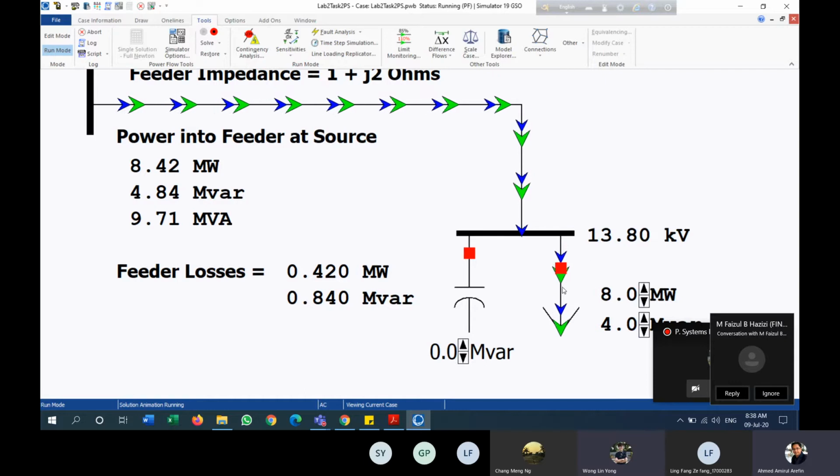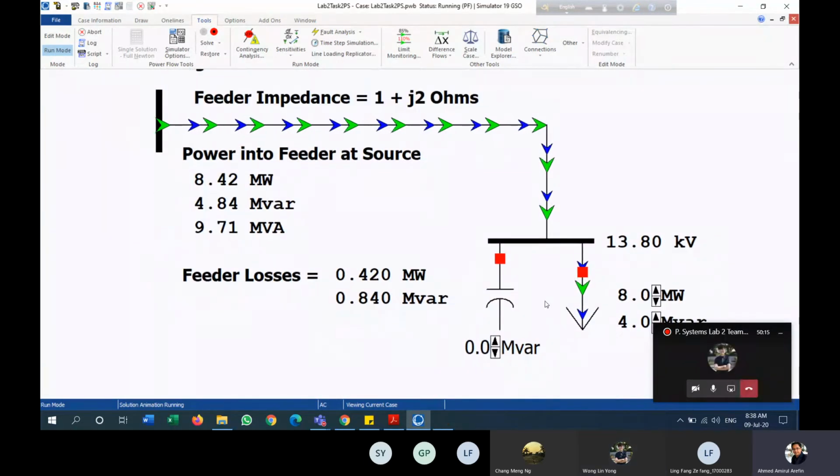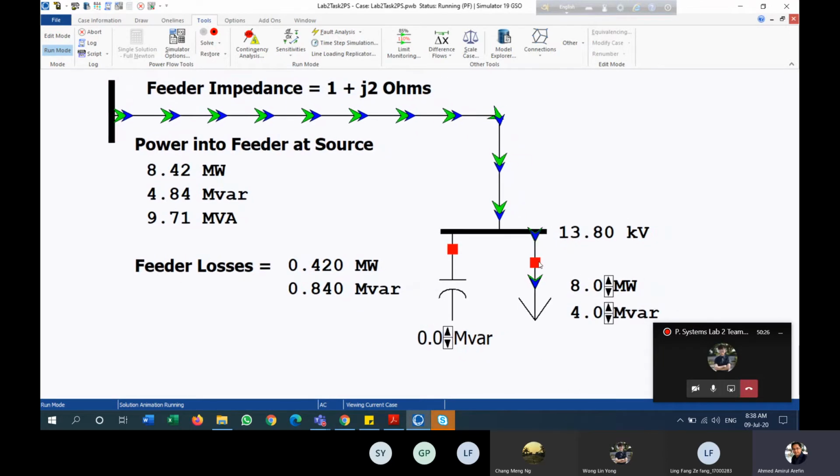Okay, so the load actually, like if you can see that this is the sending end and this is the receiving end. Okay, so you are providing the power to the load, to supply this load. These arrows are indicating that your power is going to the load and it is basically feeding your load.